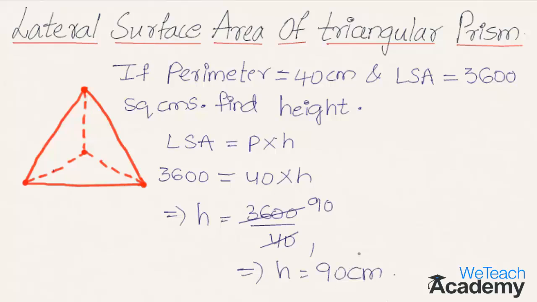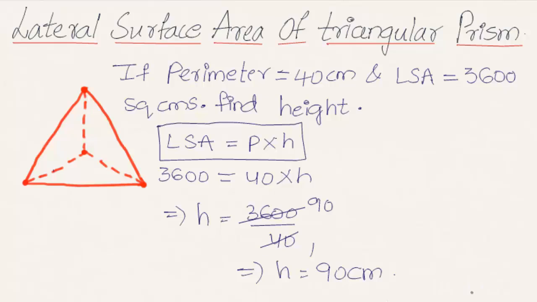At last we can conclude by saying the lateral surface area of a triangular prism is given by the formula perimeter of the base of the prism into height. So this was the basic introduction on the lateral surface area of a triangular prism.